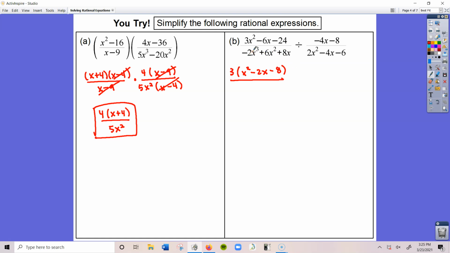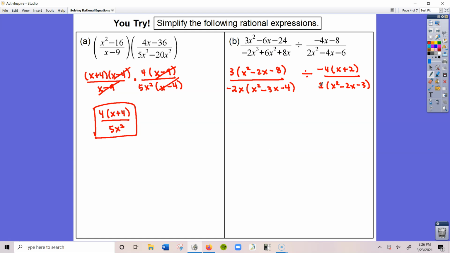In the denominator, I have this 2. Everything is divisible by 2, but I don't want to keep factoring with a negative, so I'm going to factor out a negative 2, and I can also factor out an x. That would give me x squared minus 3x minus 4. Divided by, here when we factor negative 4x minus 8, I can factor out a negative 4, and that will give me x plus 2. All over, here I can factor out a 2, and that would give me x squared minus 2x minus 3.